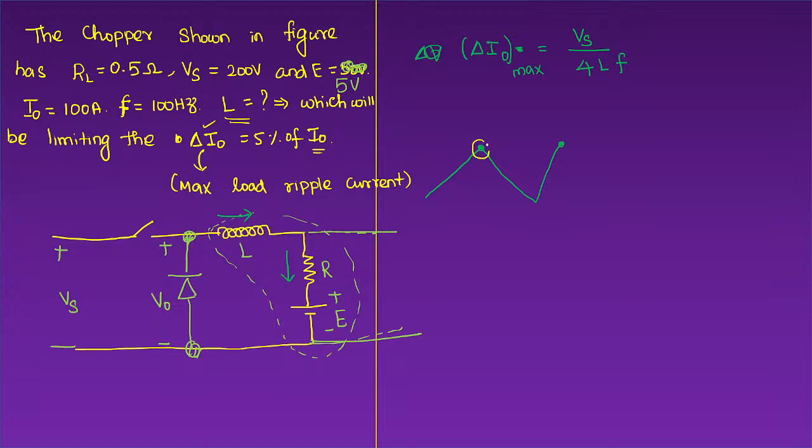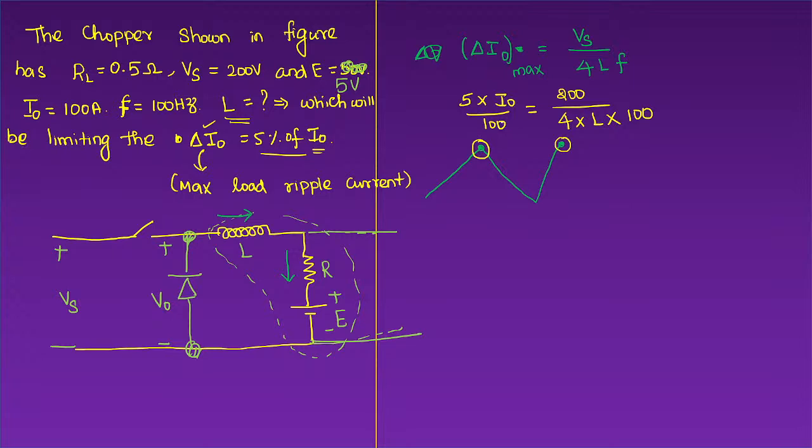The question is given only for this maximum point. Remember, this maximum value is 5% of the output current. I can say 5% means 5 into output current I naught upon 100. Yes, it is 5 ampere equal to supply voltage, 200 volt, divided by 4 times inductance L, which is not known, into frequency F, which is also given, that is 100 hertz.